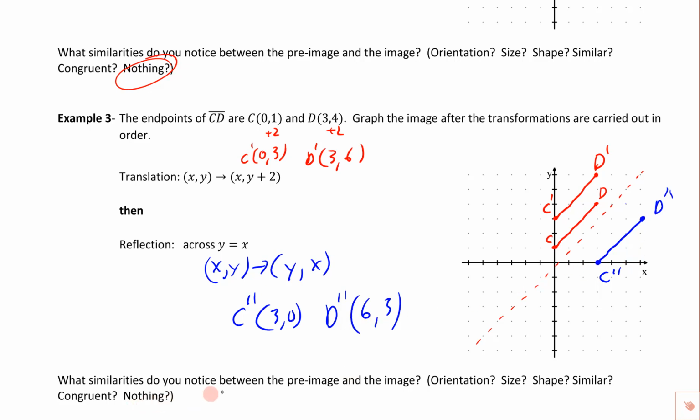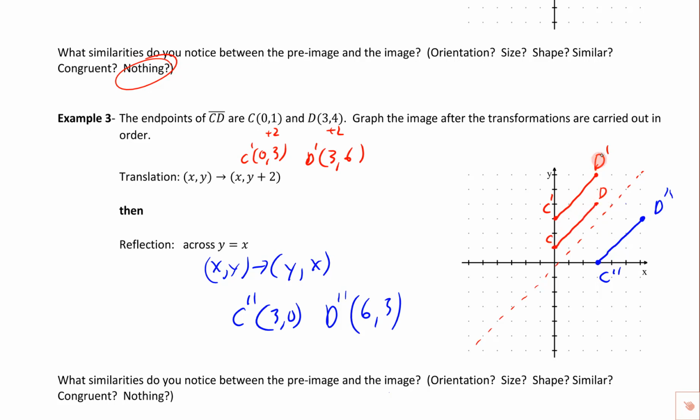And again, the question: what similarities do you notice between the pre-image and the image? So this is the original one, and this is the final version of it. Do we notice anything about orientation, shape, size, similarity, congruence, or do we notice nothing about this? What you should definitely be able to see, even with points or lines, is, hey, this slid up 2 units, and then we reflected it across here, especially telling the order.